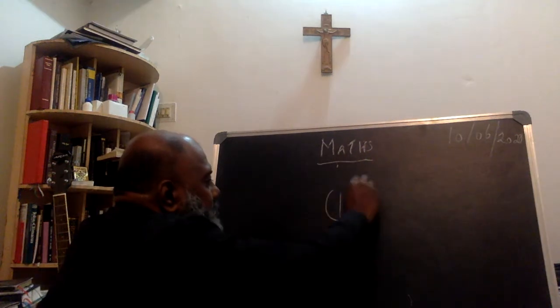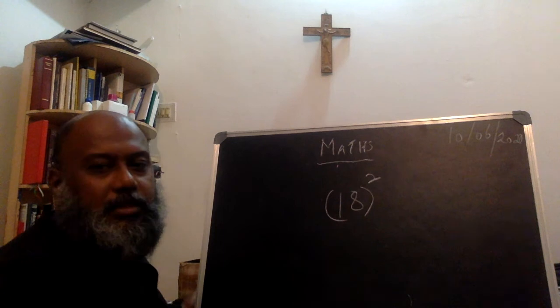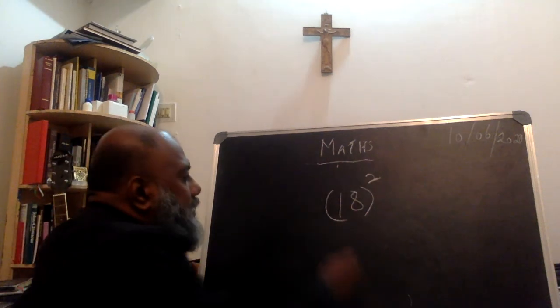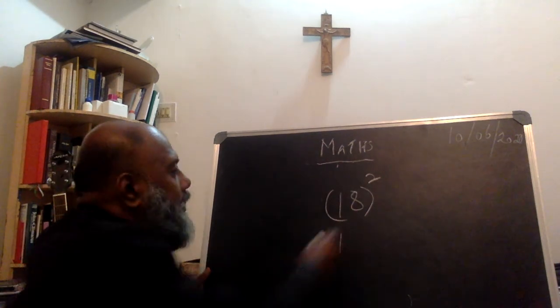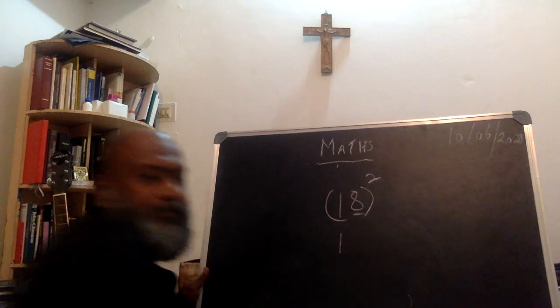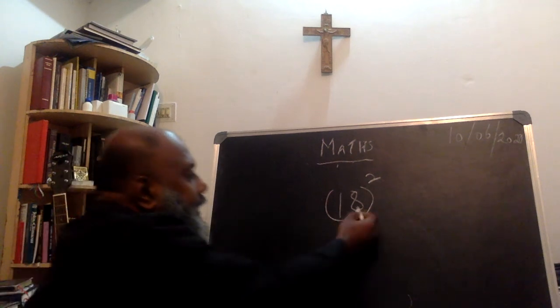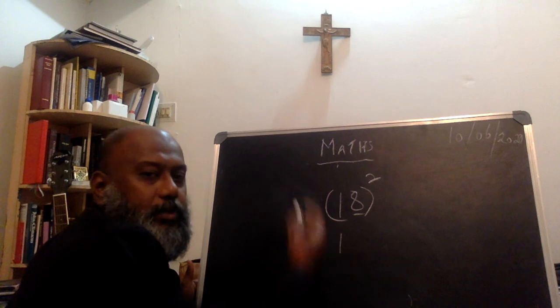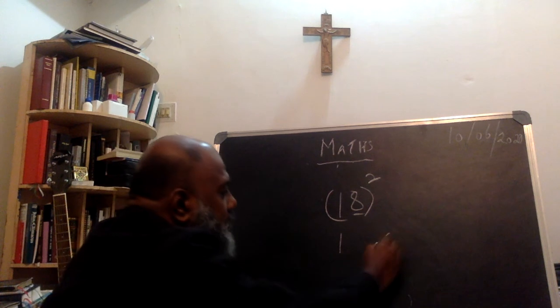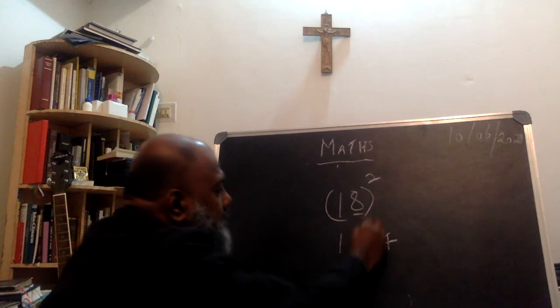Another method to do this same squaring, you just say, very simply put, 18 square, this is what you want to find out, right? Let me teach another method. 1 square is 1, correct? Now next you look at this number 8. 8 squared is 8 into 8 is 64. So you put 4 here, you carry 6 on top.